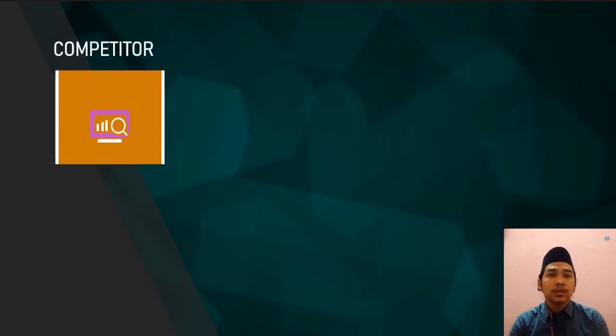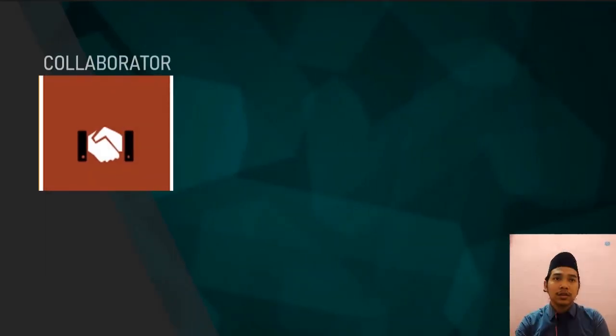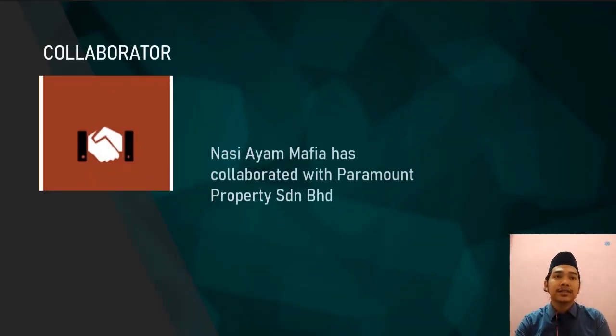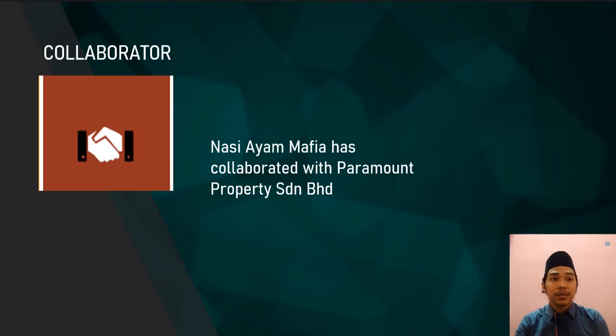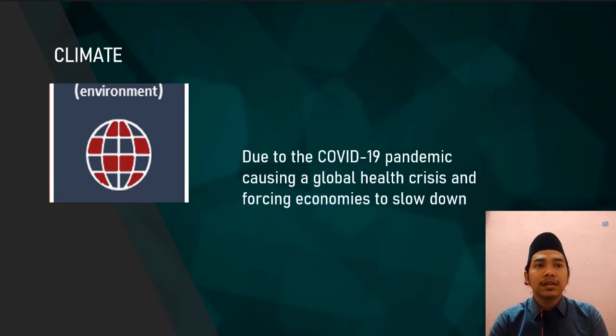Competitor. The competitors sell the same restaurant cuisine, operate under the same service model and appeal to the same target market. Collaborator. Nasi Ayam Mafia has collaborated with Paramount Property Sdn Bhd. Climate. Due to the COVID-19 pandemic causing a global health crisis and forcing the economy to slow down.